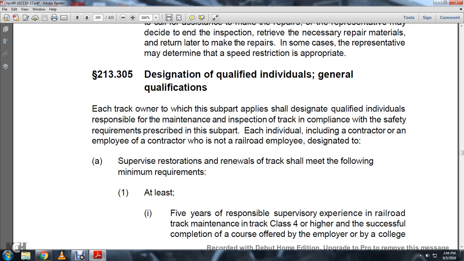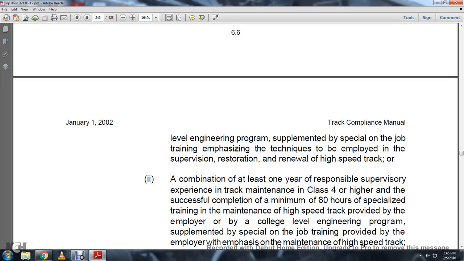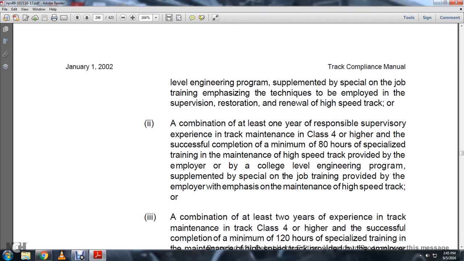Supervise the restoration and renewal of track shall meet the following minimum requirements: at least 5 years of responsible supervisory experience in railroad track maintenance in track class 4 or higher, or the successful completion of a course offered by the employer or by a college-level engineering program, supplemented by special on-the-job training emphasizing the techniques to be employed in the supervision, restoration, and renewal of high-speed track.